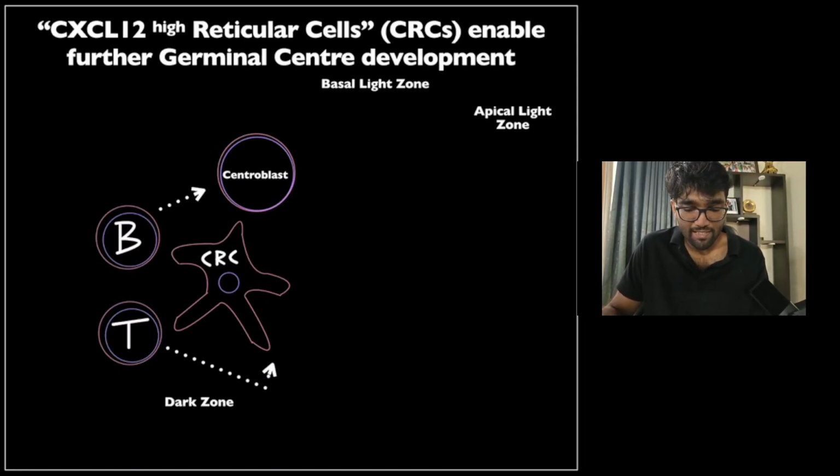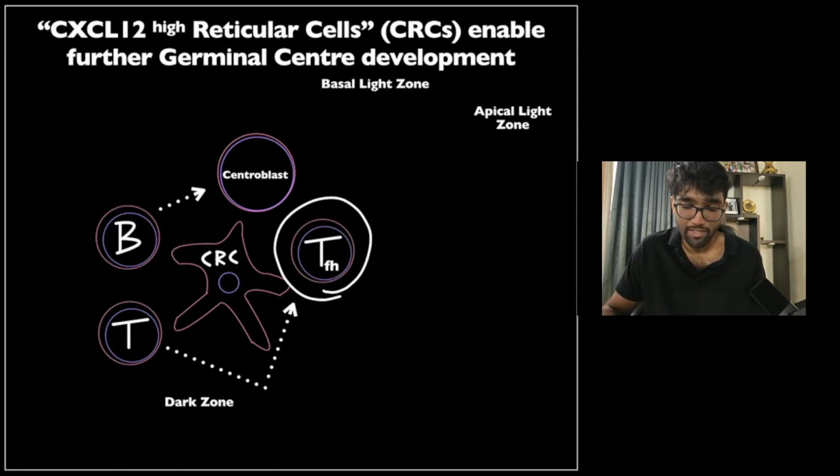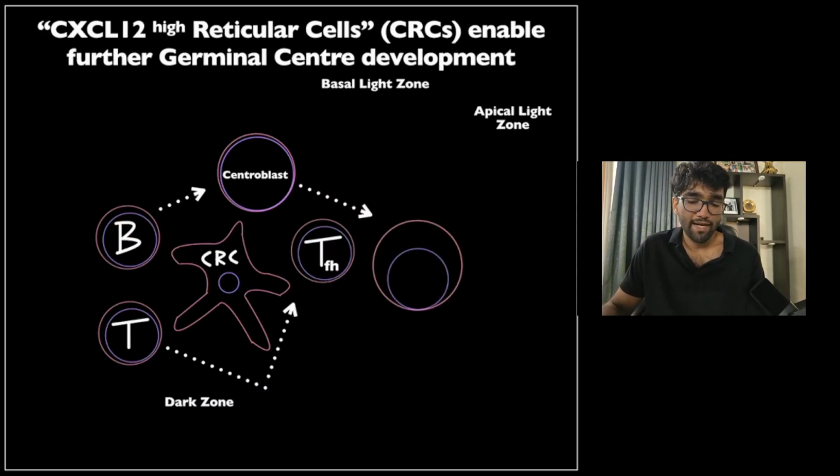Now T cells and B cells interact with each other, and these T cells convert into a specific type of T cell called T follicular helper cell, and it is these T follicular helper cells that help centroblasts go further ahead and convert into centrocytes. So now centrocytes, as the name would suggest, have more cytoplasm, and therefore their NC ratio is lower, more towards the cytoplasmic, therefore they appear lighter.